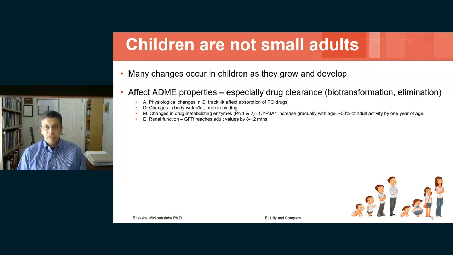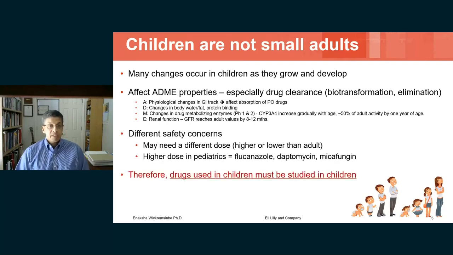For example, CYP3A4 increases with age, right? Children reach about 50% of the adult activity by when they are a year old, and only as they get older would they reach the full activity that you and I have as adults, right? So that would impact the metabolism and the availability of a CYP3A4 substrate drug. Renal function can change, and GFR reaches the value of adults only when the kid reaches about a year old, right? So different safety concerns, right?